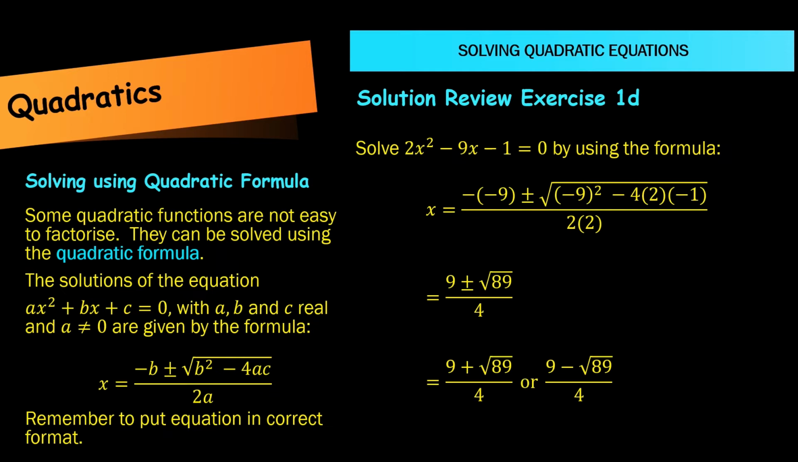And this gives us that x equals either 9 plus root 89 all over 4 or 9 minus root 89 all over 4. Which gives us x equals 4.608 or x equals minus 0.1085.